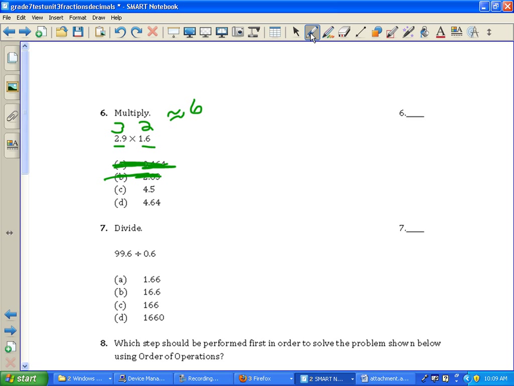Now we can simply work it out on the side if you wish. So 2.9 and then 1.6. And you'd multiply that through. 9 times 6 is 54. 2 times 6 is 12. Plus 5 more is 17. Add your 0.